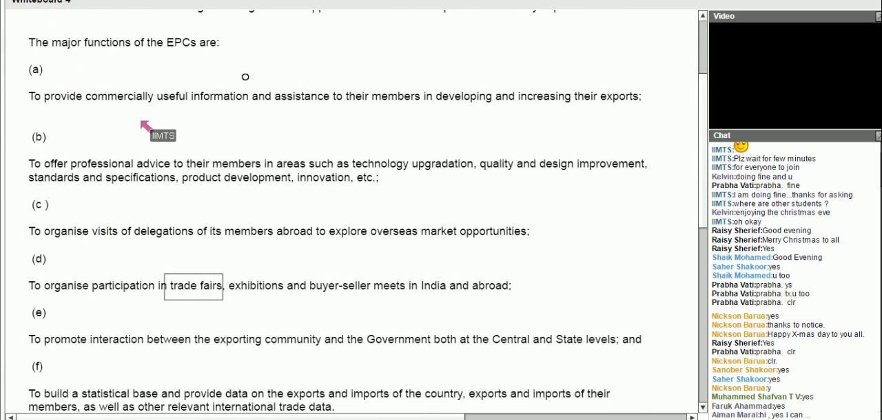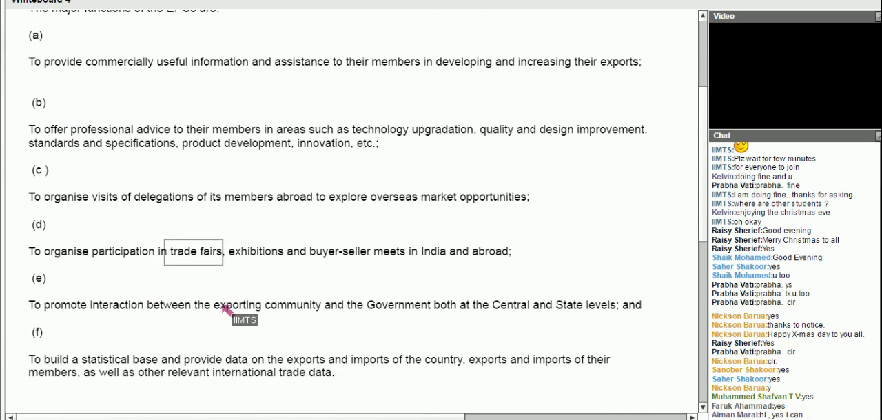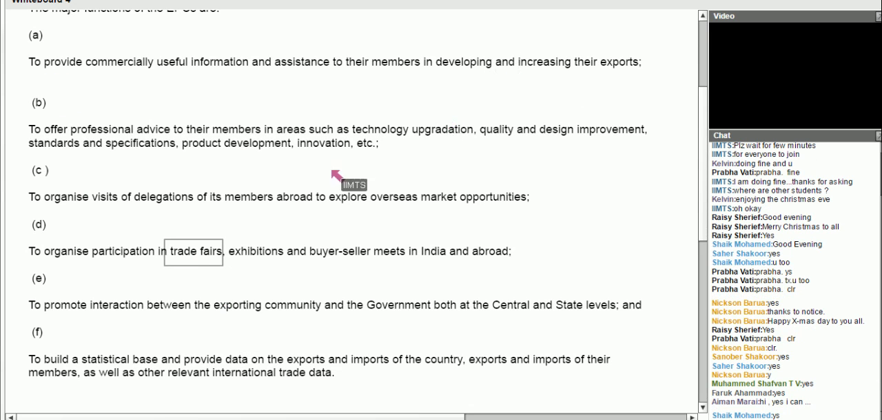Then these are the 6 functions of Export Promotion Council. So you can read. I was here, right? I have covered now the fifth function. Clear, Ayman, Shafwan, and Farooq?